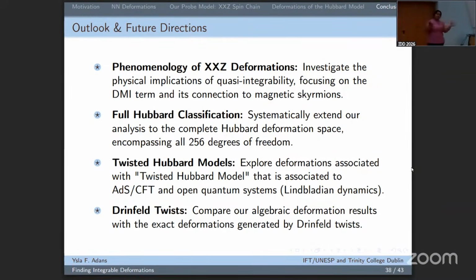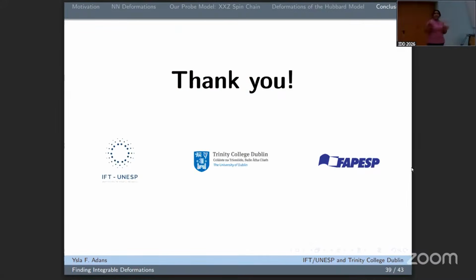And with all the deformations of Hubbard classified, we finally arrive at the twists. So you know that different twists give you deformations. So we would like to compare this boost operation with the different ones and see which ones you can obtain and which ones not. And with this, I thank you, and I'm open for questions.